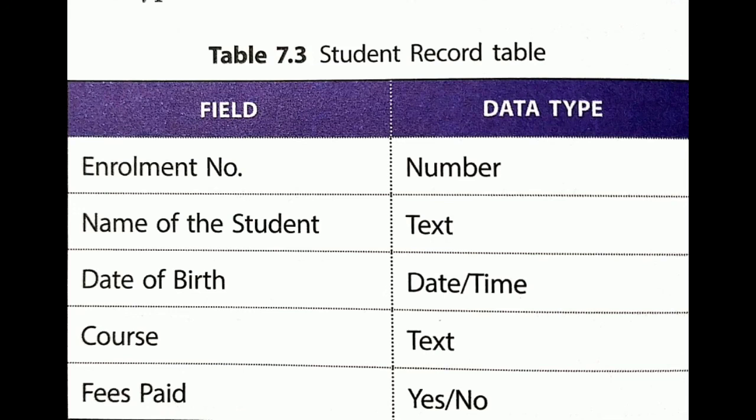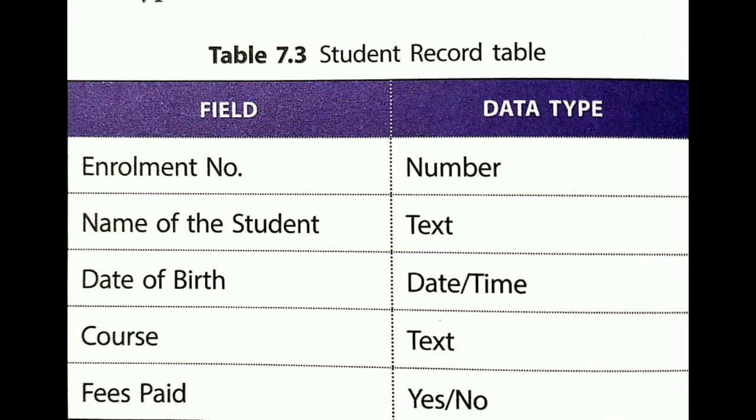Okay students, these are the steps that you have to follow in order to create a table by using design view. First step is you have to click on the create tab. Second step is you have to click on the table design. A new table will appear in the database, and then you have to enter the field names. After entering the field names, you have to enter the data type for each field. Okay, so this is how you can create a table by using design view. This is the final figure of the student record table which has been developed by using the design view.